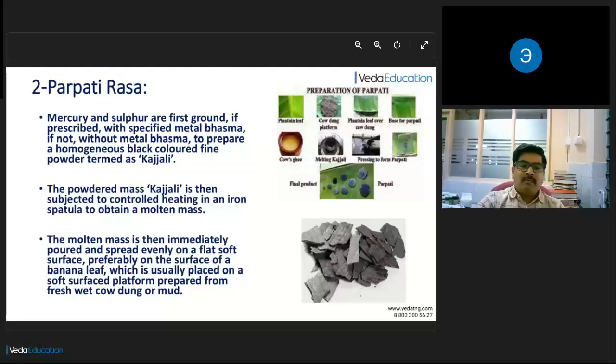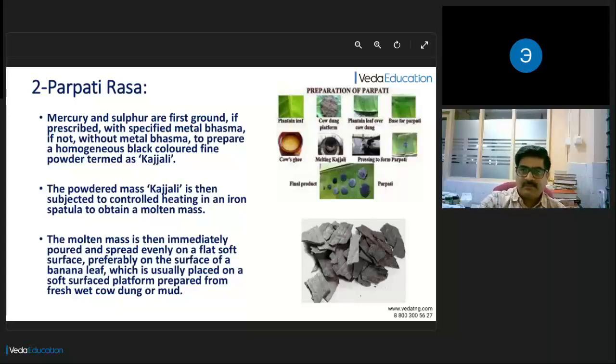Okay? So the molten mass is then immediately poured and spread on a flat, soft surface, preferably the surface of a banana leaf. After burning, I'm saying this, which is usually placed on a soft surface. So finally, that will be compressed together, and then it will be made into powders.